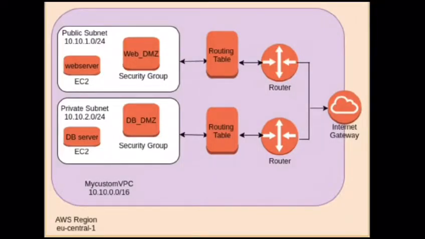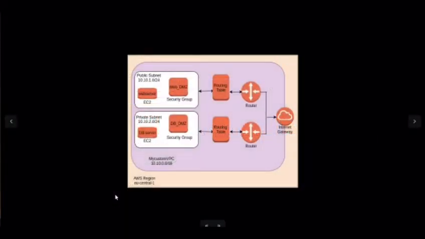Hello, in this video we are going to create Amazon VPC. When you say you are creating a VPC, this means that you are creating a virtual network inside Amazon's cloud. And this virtual network is totally dedicated to your AWS account and is logically isolated from other virtual networks in the AWS cloud. Today we will create a custom VPC in the EU Central 1 region.